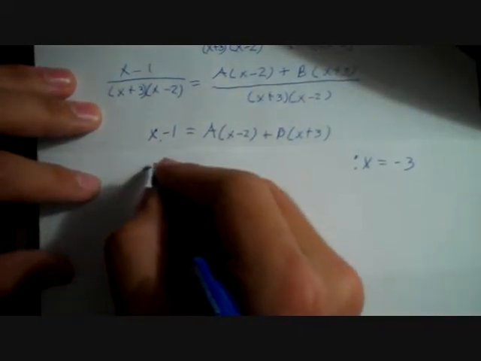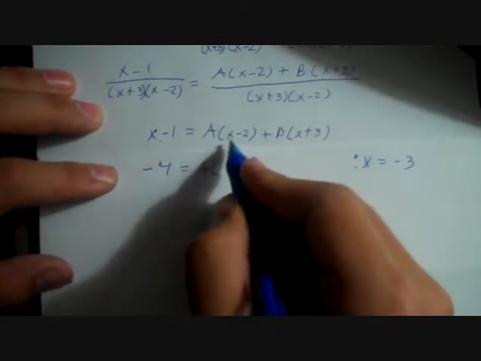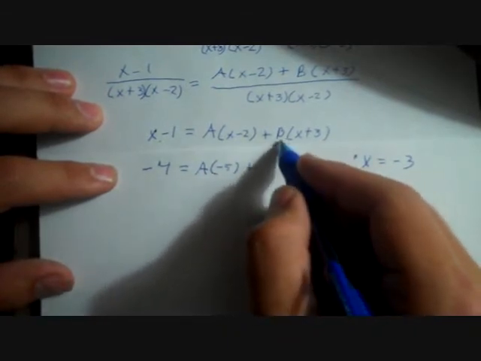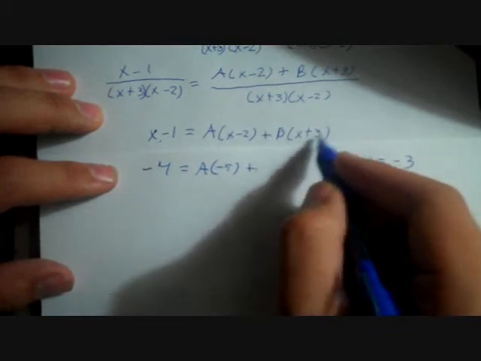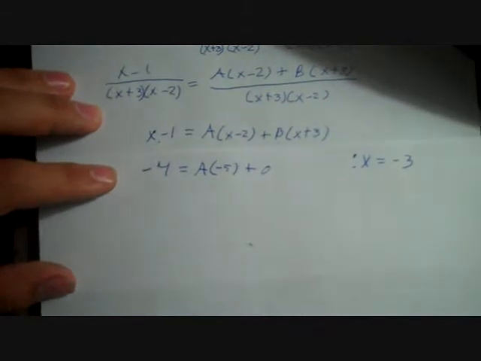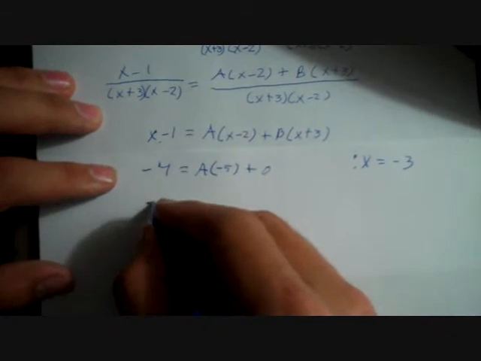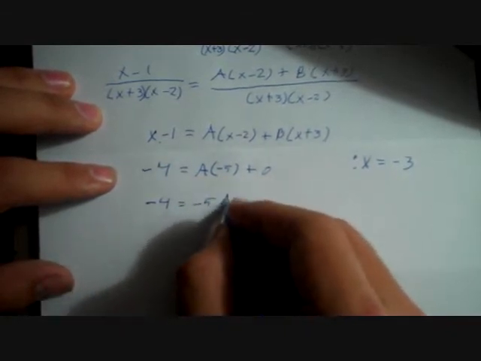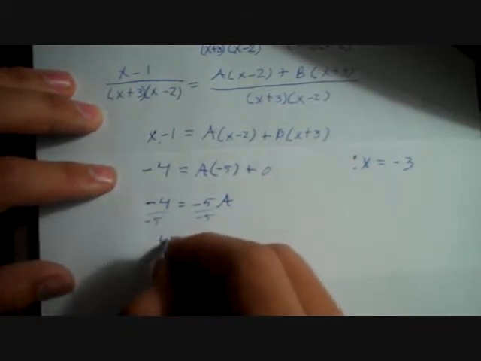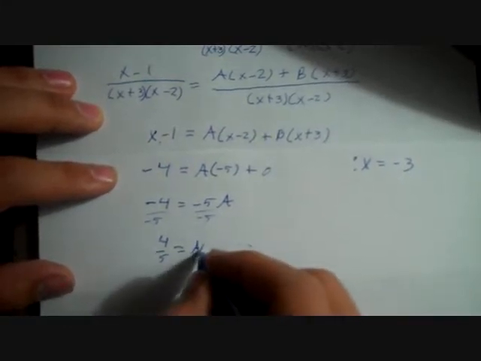So then we'll get negative 3 minus 1, that's negative 4, equals a times negative 3 minus 2, that's negative 5, plus b times negative 3 plus 3, that's 0, so b times 0 is 0, so we can just ignore that. Okay, now let's make this prettier, so we'll have negative 4 equals negative 5a. Divide both sides by negative 5, so we get 4/5 equals a.